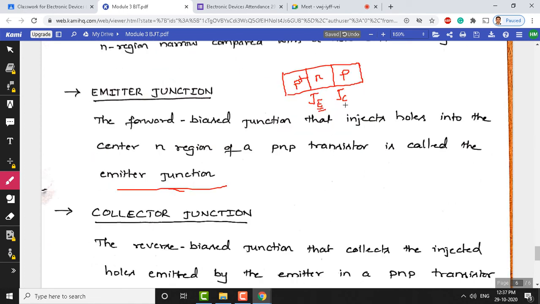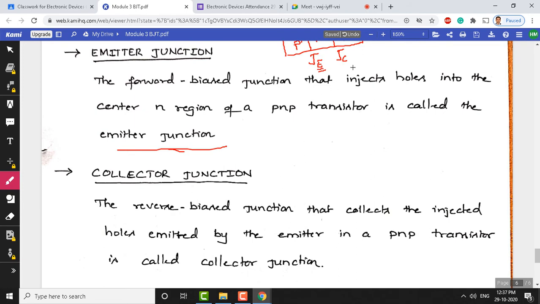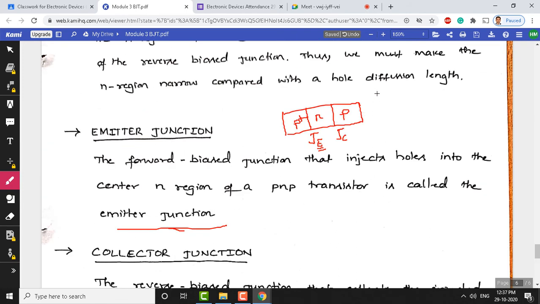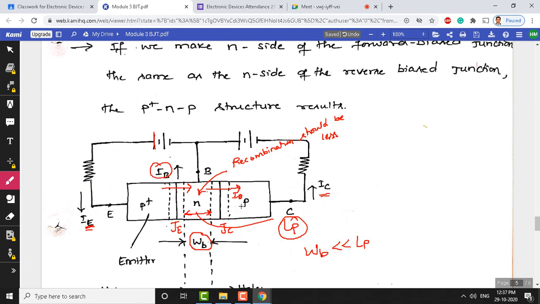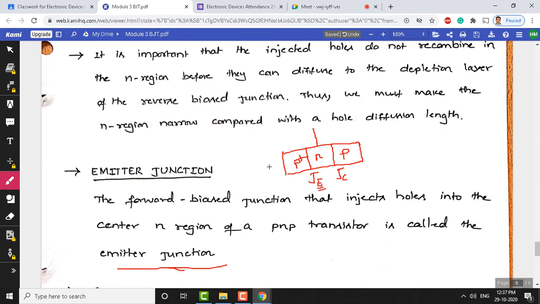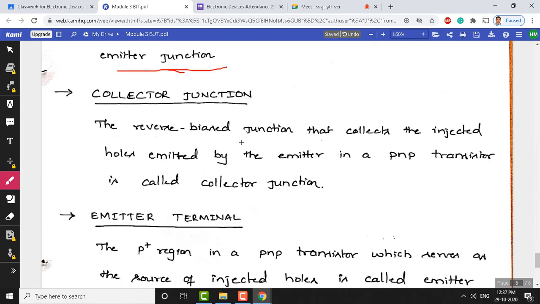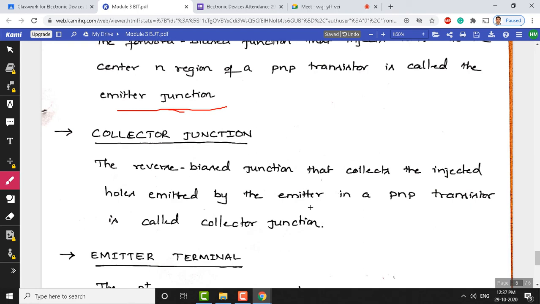Now, let us look at the collector junction. This junction is reverse biased. How do we reverse bias it? Connect P to the negative and N to the positive. This N terminal serves as a common for both P plus N and NP. That is why the configuration you have seen here is the common base configuration, because the base is common for both input and output. This is grounded and common for both the input side and the output side. The collector junction, as we said, is a reverse biased junction that collects the injected holes emitted by the emitter in a PNP transistor.